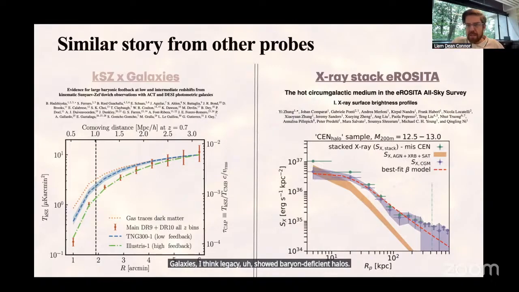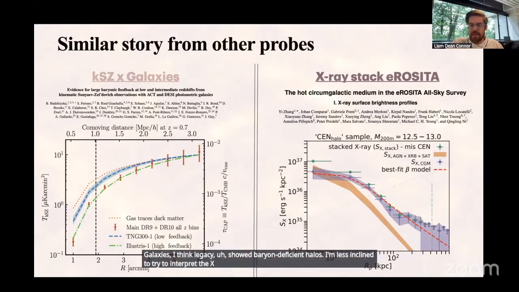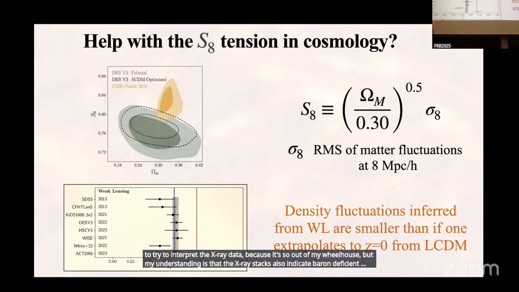I'm less inclined to try to interpret the X-ray data because it's so out of my wheelhouse. But my understanding is that the X-ray stacks also indicate baryon-deficient CGM. You've got 5 minutes. Thank you.